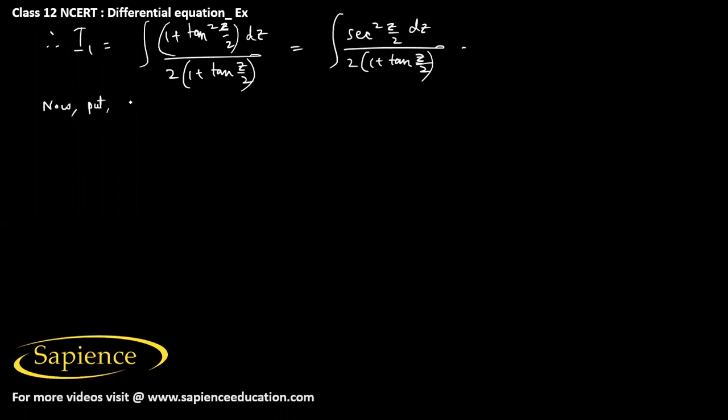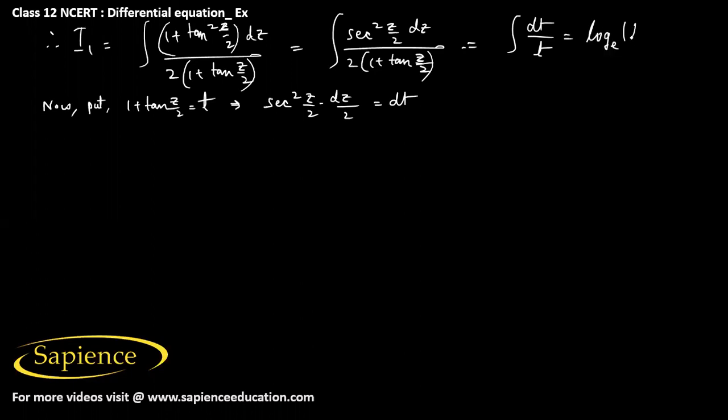Now if you put this 1 plus tan z by 2 as t, then we can say that sec square z by 2 into dz by 2 will be equal to dt. So this can be written simply as dt by t, yes or no? So the integral is log base e mod t. So the integral is simply log base e mod 1 plus tan z by 2.